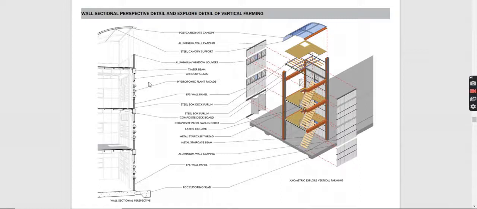This is my section of vertical farming and explore detail. At the top I've used the carbon canopy and aluminum wall capping. I've used the EPS wall panel. There's a hydroponic plant facade here, so where the wind comes and the sun, it controls the room temperature.